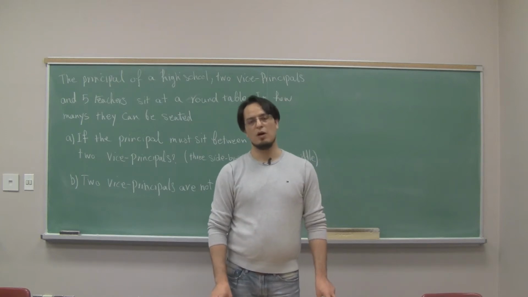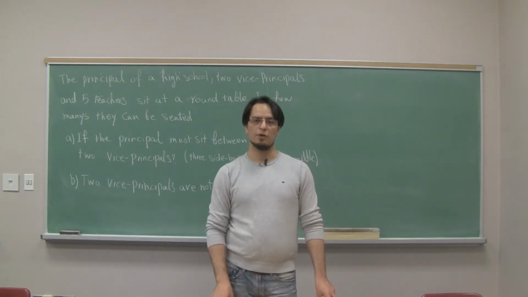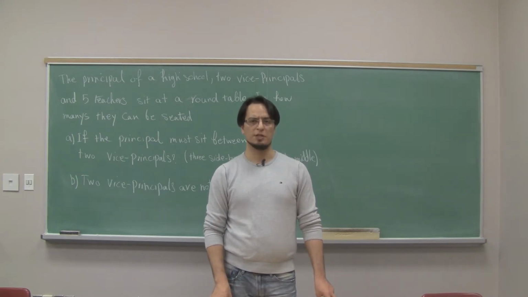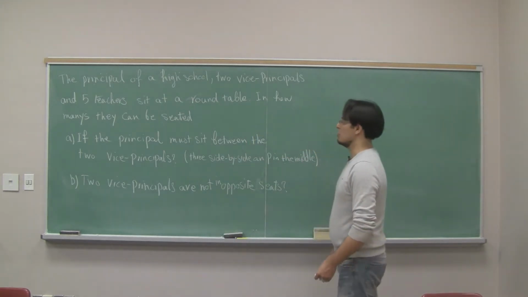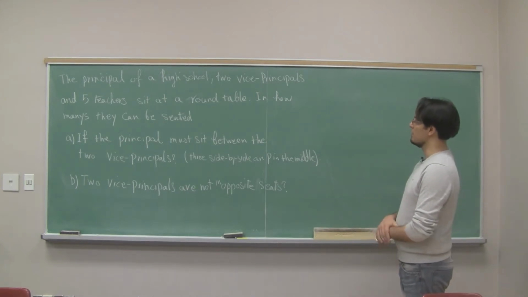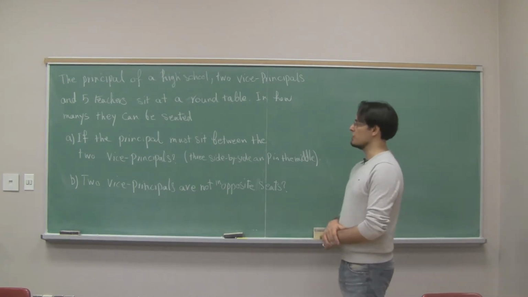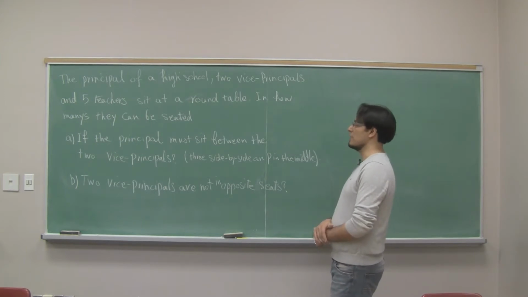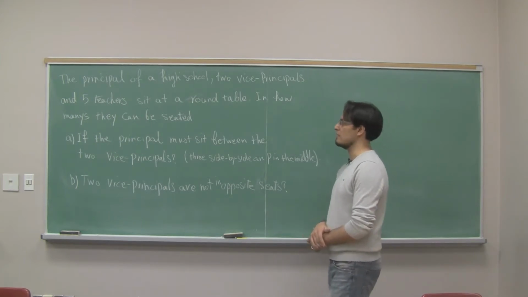In this video, I will solve an example for circular permutation. Let's see what the question is. The question says the principal of a high school, 2 vice principals, and 5 teachers sit at a round table. In how many ways can they be seated?